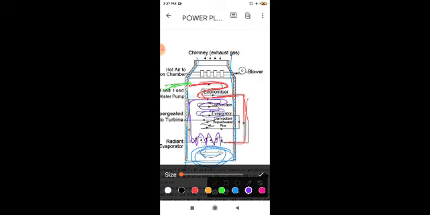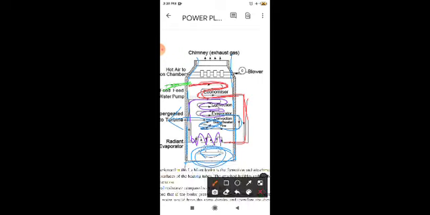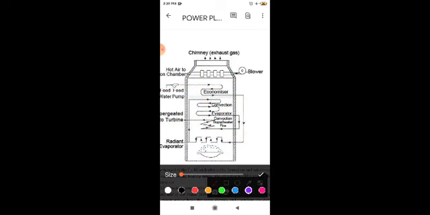Then this steam gets superheated. That means there is no water molecule present, so the steam becomes totally dry, and this dry steam is then fed to the turbine to generate electricity. In this way, the water circulation in this Benson boiler takes place, and all the flue gases are exhausted to the atmosphere.